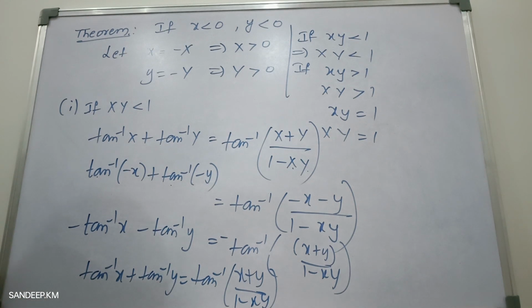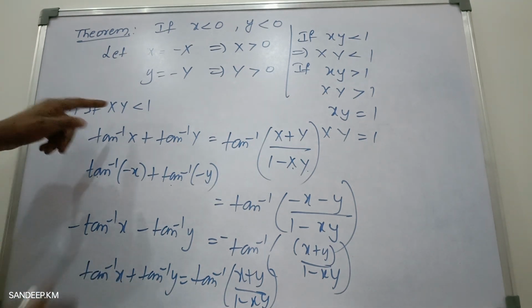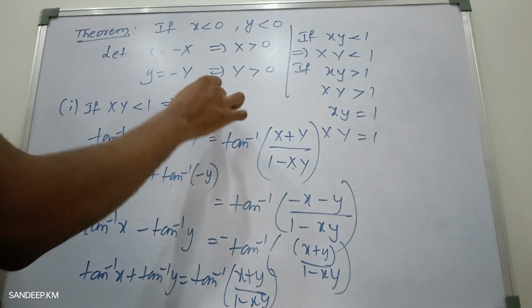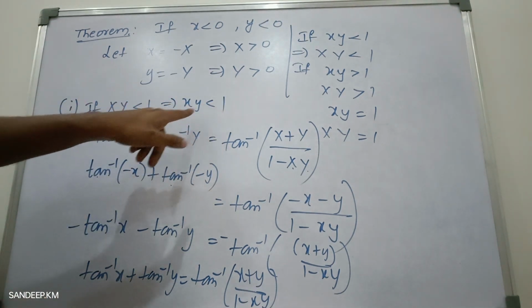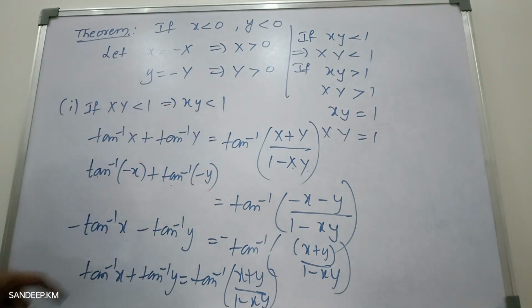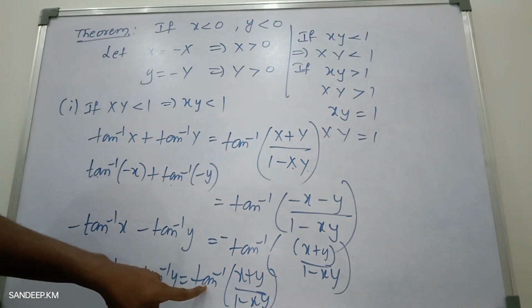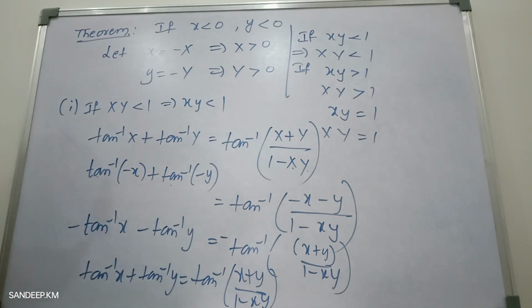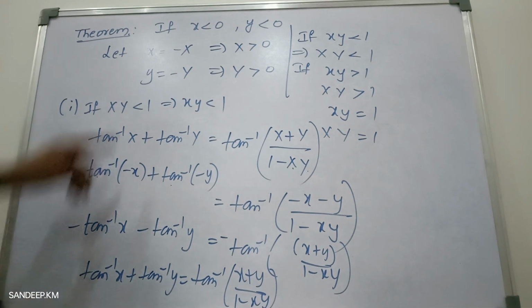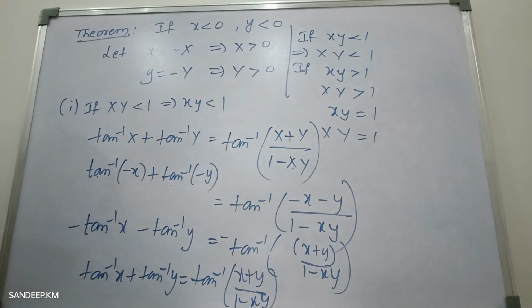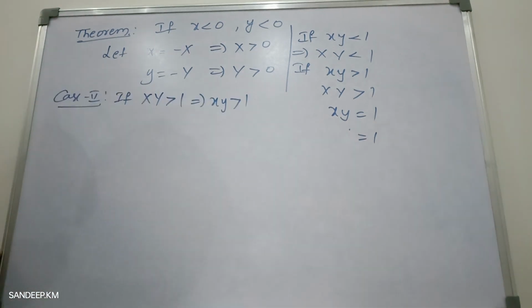So what is the conclusion, dear students? Therefore, if xy is less than 1, small x into small y is less than 1, then tan inverse x plus tan inverse y is equal to tan inverse of x plus y by 1 minus xy. So this is true when both x and y are negative. Same way you can prove the next one.